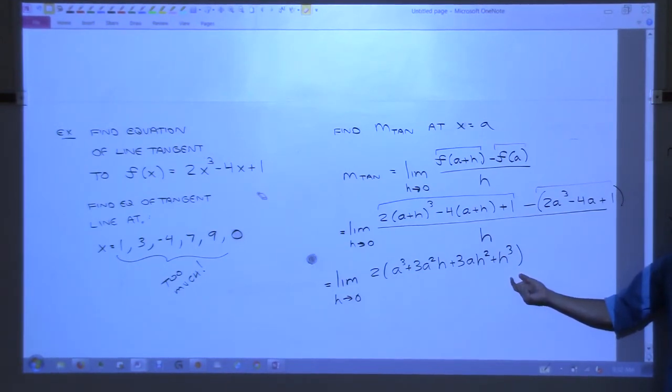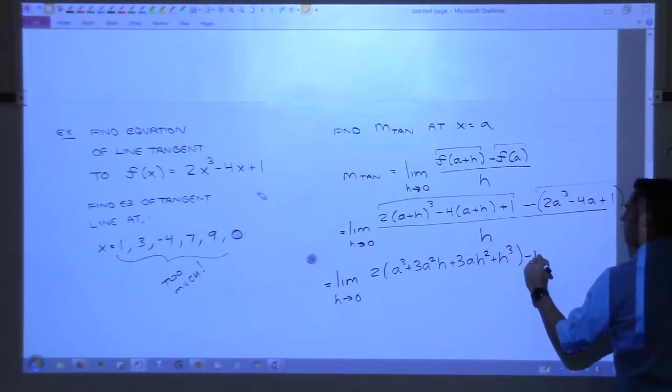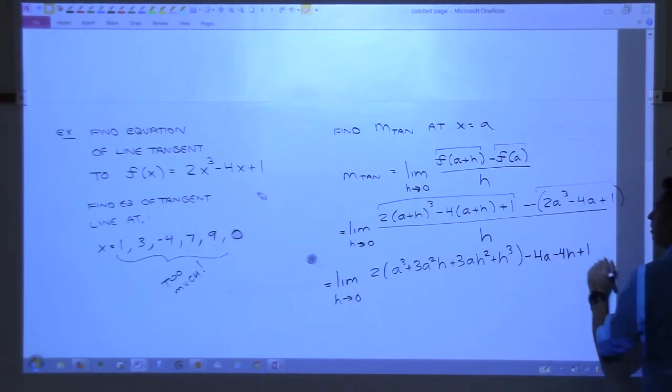All right, keep going. Distribute a negative 4 through. So negative 4a minus 4h plus 1. I'm going to run out of room here.